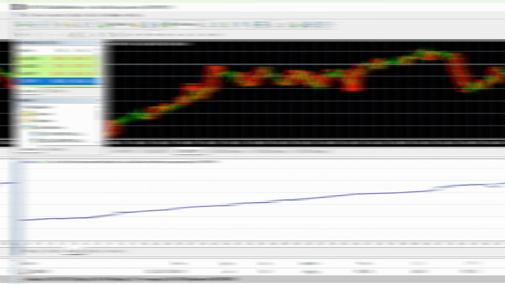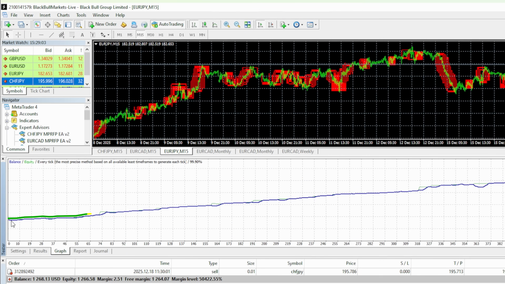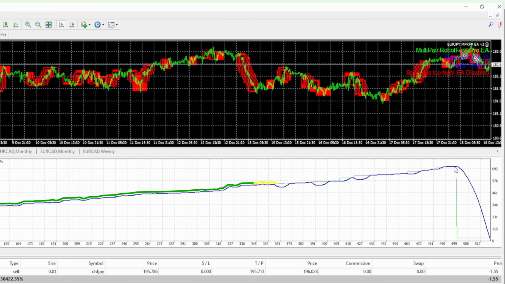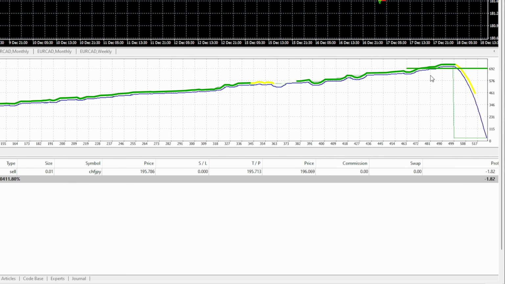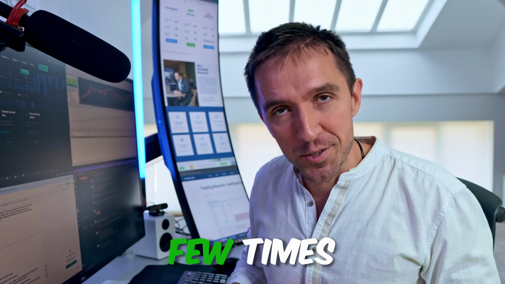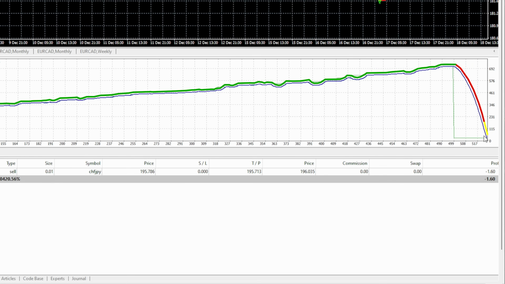Did you see that? The account was blown. It went really well from the beginning of 2024 all the way up to September 2024. So for 9 months, it not just doubled the account from $200, it went all the way to $690, probably a little bit above $700. So it doubled the account a few times. Then the account was blown.